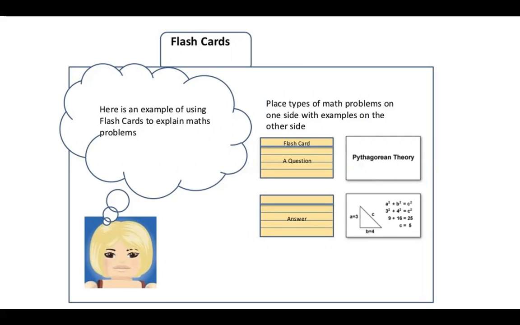Place the type of maths problem on one side, with the examples on the other side. For example, Pythagorean theorem. One side, it is Pythagorean theorem. The other side, opposite side, answer. You know how he has given the formula: a square plus b square is equal to c square, and he has given an example, an explanation. So when somebody wants to revise with the flashcard, just say Pythagorean theorem. The answer, if he or she wants, they can give some tips or whatever, but the answer they must remember. That is the work of the flashcards.